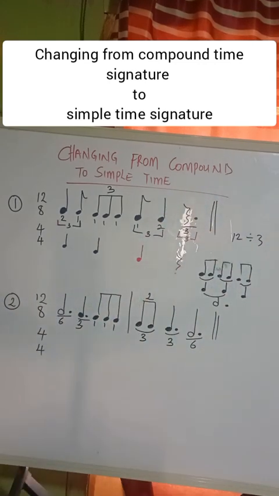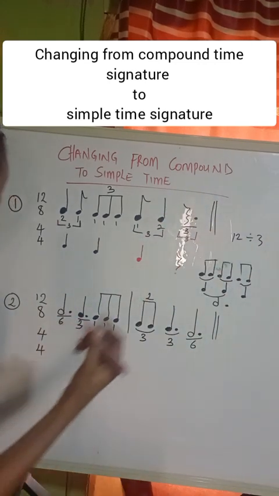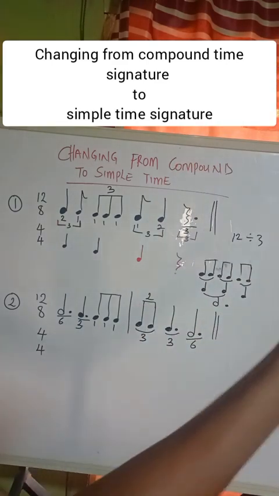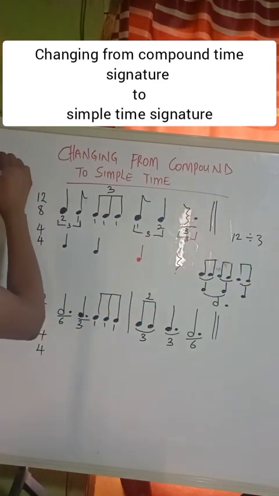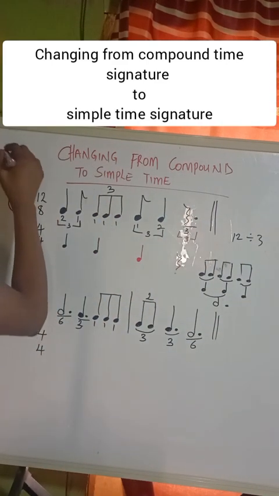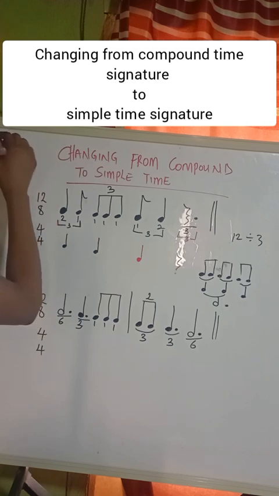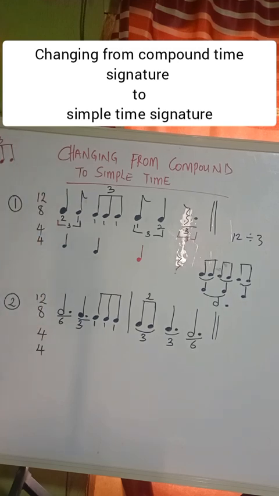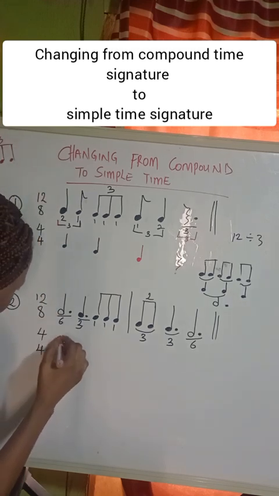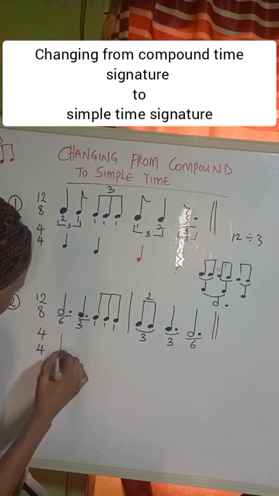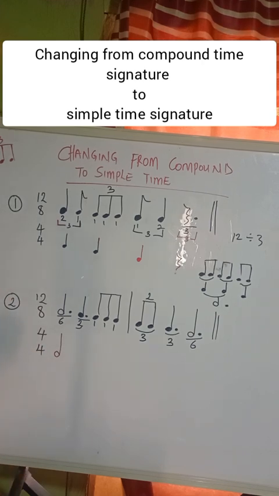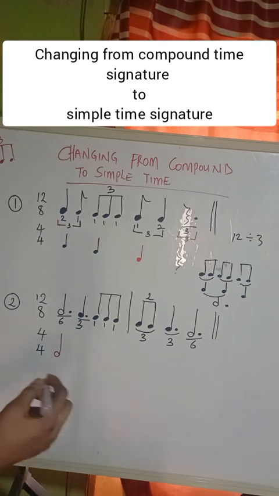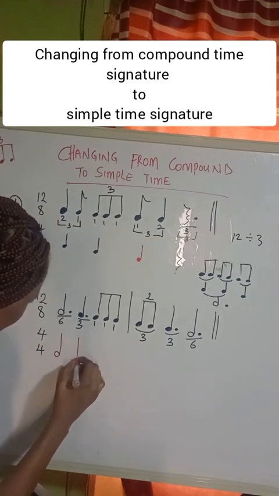That means 3 quavers now. So this one now has 6 quavers. Each 3 quavers will give us 1 crochet. So each 3 quavers will be grouped to give us 1 crochet. So now here we have 2 crochets from here. You write here 2 crochets is 1 minim. You don't put the dot again. And here you have 1 crochet.